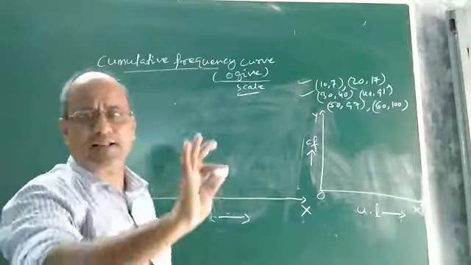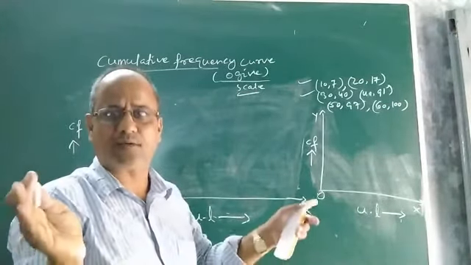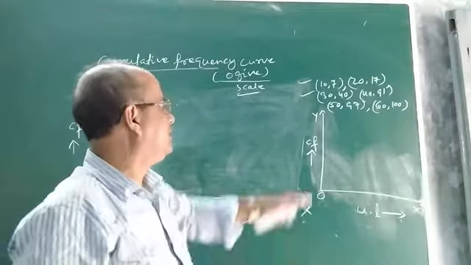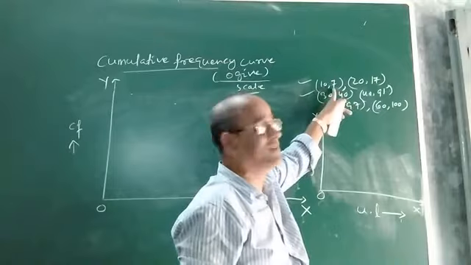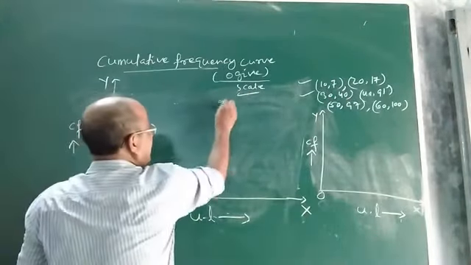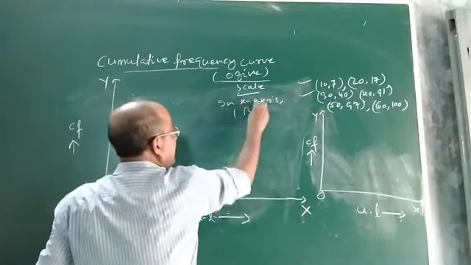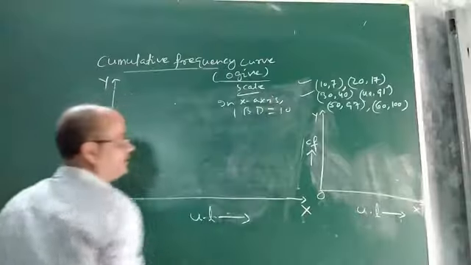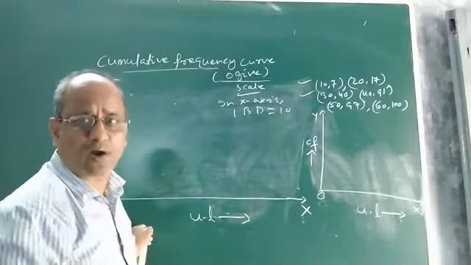Choosing a scale, there is no hard and fast rule. You will choose it on your own depending upon the size of the graph paper. Now see 10, 7. 10 is the upper limit. 7 is the cumulative frequency of the first point. Suppose on the x-axis I take one big division equal to say 10. That means 10 small squares is equal to one big division.